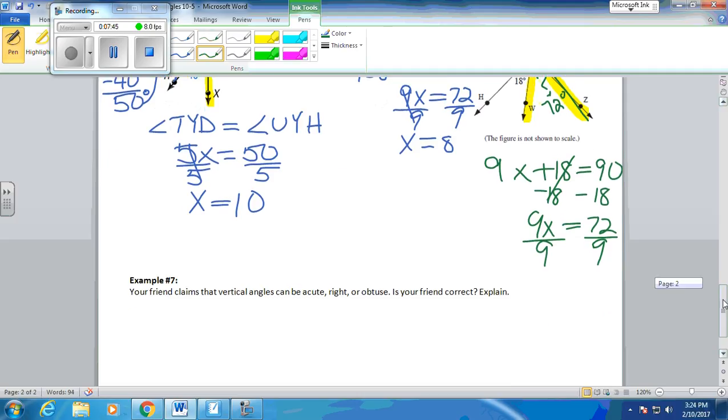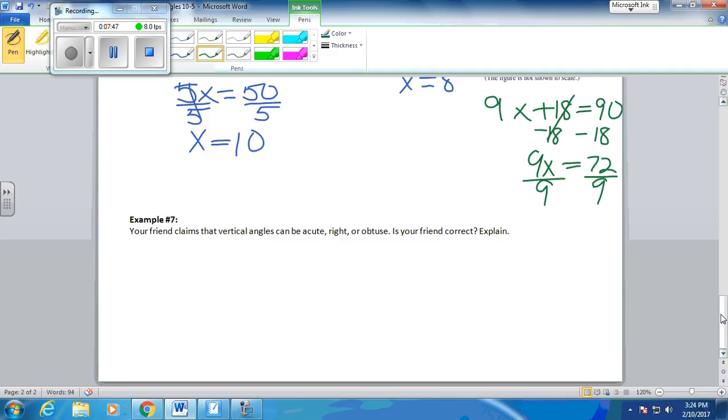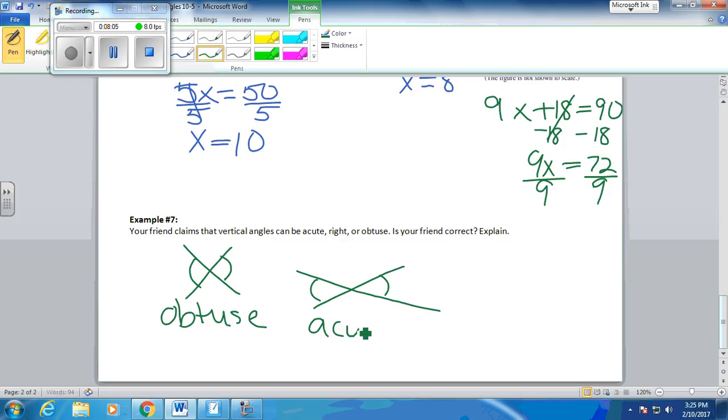And the final part here says, your friend claims that vertical angles can be acute, right, or obtuse. So is your friend correct? I am going to show you here that if you had two angles like this, those would be your vertical angles, and those would be obtuse. If you went like this, these two vertical angles would be acute. And we already practiced that you can have vertical angles that are right angles, so your friend is correct to say all three.